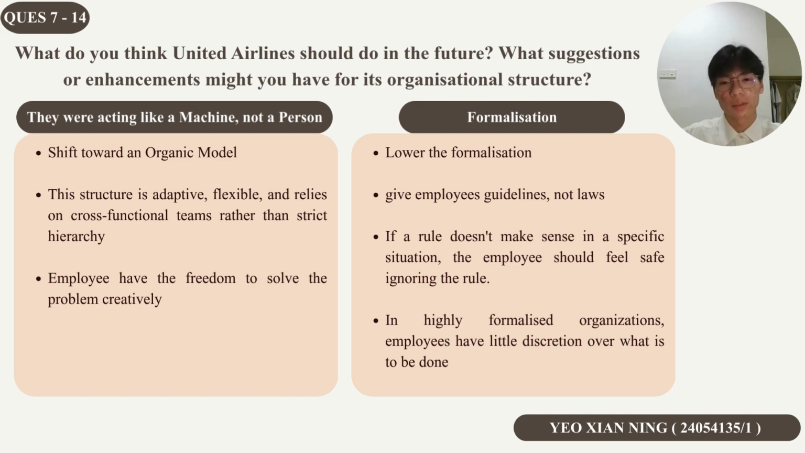Next, formalization. United should lower the formalization. United should give the employees guidelines, not laws. If a rule doesn't make sense in a specific situation, like putting a live animal in a suffocating box, right? It doesn't make sense. The employee should feel safe ignoring the rule. From the case study, it is shown that United had extremely high formalization. When the flight attendant forced the dog into the overhead bin, they were following explicit job descriptions. In highly formalized organizations, employees have little discretion over what is to be done.